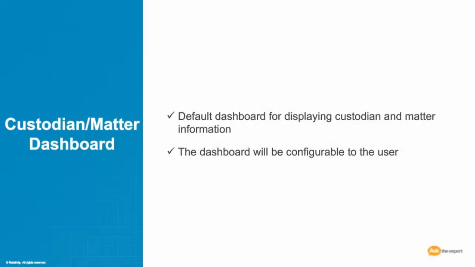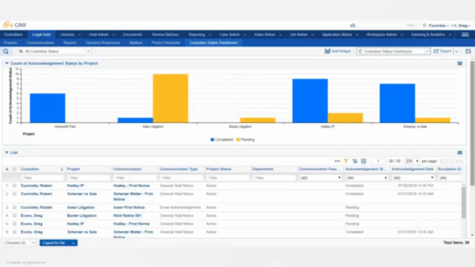For the custodian and matter dashboard, again, it's going to be a default customizable custodian and project dashboard that will ship with Legal Hold, and it's going to display key status information about the individuals that are on hold. And so while it will ship as a default, it will actually still be configurable to the end users. And here's just a screenshot of what that status dashboard looks like. And you can see that it is baked right into Legal Hold by default.